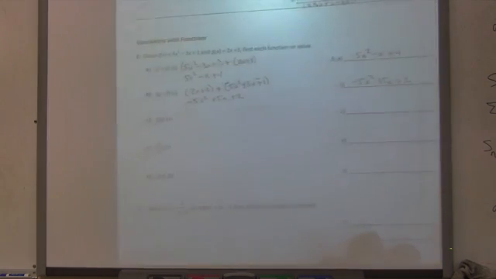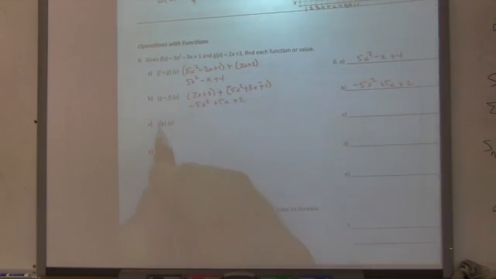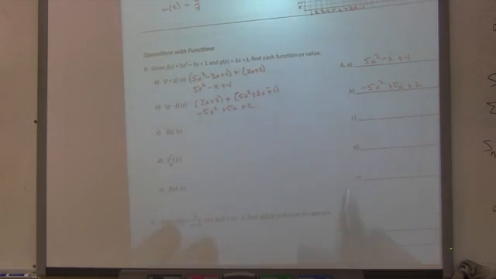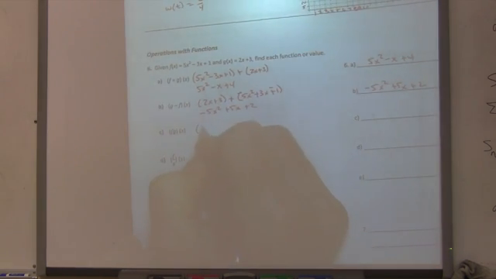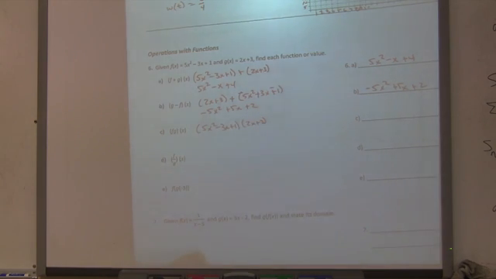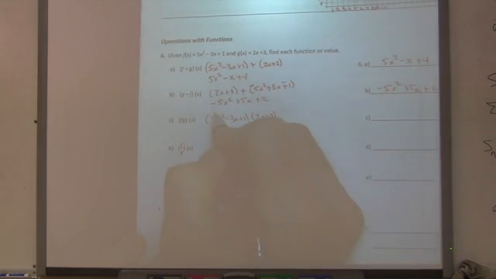Then we have f of g, or f times g of x. So now we're going to take the two functions. And now we do distribute this, because it is multiplication. So I'm going to do the claw. 5x squared times 2x is 10x cubed. 5x squared times 3 is 15x squared.